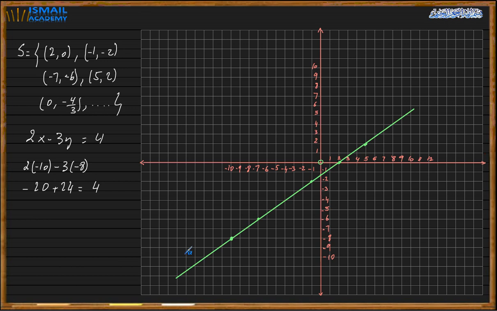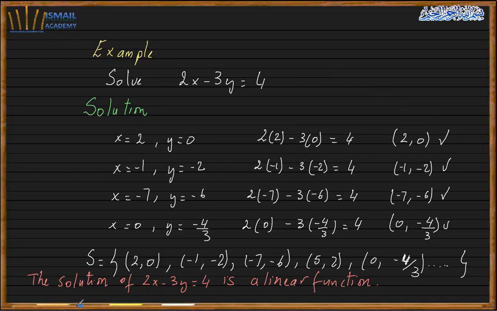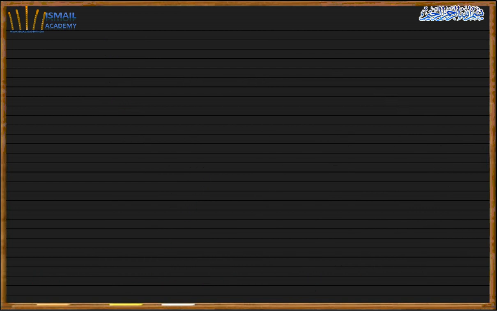So instead of calling it just a function, we're going to be more specific. We're going to call it by the name of the shape it creates in a graph, which is a linear function, or line function. This is exactly where the idea of the linear function comes from. The linear function comes from the solution of a two variable linear equation. So this is exactly the definition of a linear function. Now let's talk about linear functions. We're going to define what a linear function is.